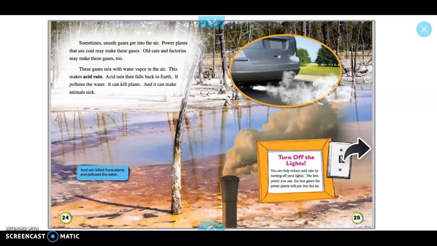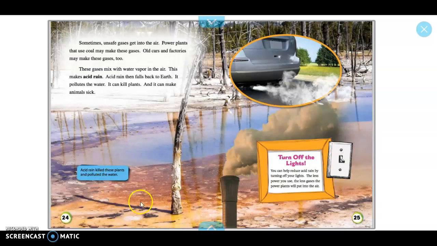Sometimes unsafe gases go into the air. Power plants that use coal may make these gases. Old cars and factories may make these gases too. These gases mix with water vapor in the air. This makes acid rain. Acid rain then falls back to earth. It pollutes the water. It can kill plants, and it makes animals sick. Acid rain killed these plants and polluted the water.